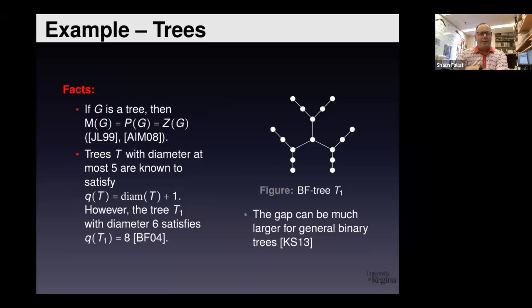All right, so going back to the trees, just so I can close this discussion, we know that q of T is bounded below by the diameter plus 1, and if the diameter is at most 5, then in fact it's known that equality holds. And for diameter 6, it starts to go in the wrong direction. What I mean is that there are trees for which there's a strict gap between q and the diameter plus 1, and here's one of them.